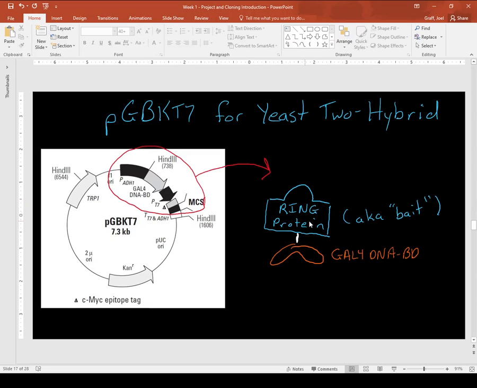And for our purposes, we clone protein coding sequences that encode the RING domain containing proteins. So we want to use these RING proteins as bait, and how that works is that this Gal4 DNA binding domain will stick to specific DNA sequences and wait around for something to come along and take the bait.